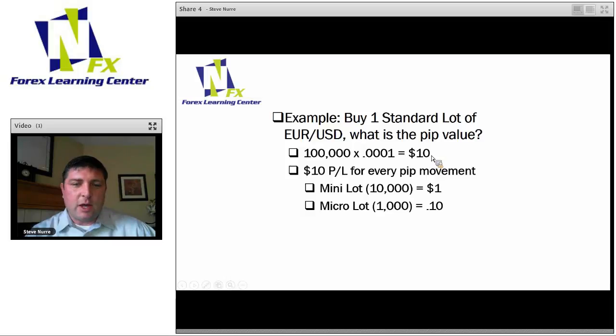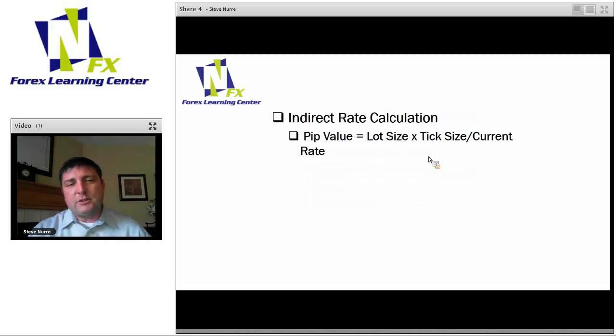So for me here in the US, in my US dollar-based account, this does not change. Whenever I trade euro dollar or pound dollar or New Zealand US dollar or Aussie US dollar, those pip values don't change. I know I'm making or losing 10 cents per pip, or $1 per pip, or $10 per pip. Now, where it starts to get a little bit different in the Forex market is when we get into indirect rate calculations. Depending on how volatile the Forex market is, this is where some people can start running into trouble because they make too many assumptions of what they're gaining or losing in their account.